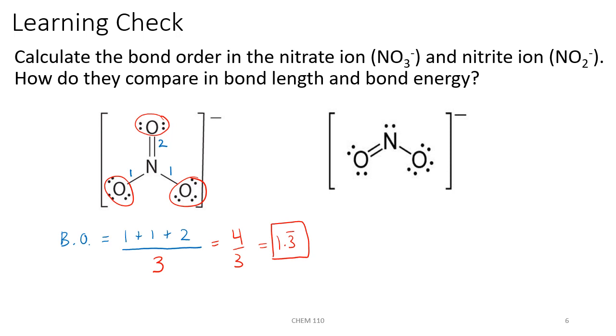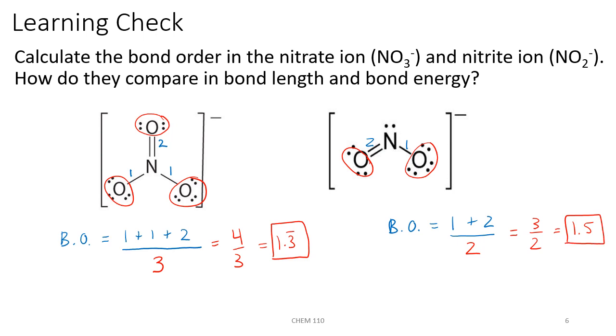Now let's calculate the bond order in the nitrite ion and make some comparisons about the two. Our bond order can be calculated by determining how many bonds are around the central atom. In this case, we have 1 single bond that gets a bond order of 1, plus we have 1 double bond, which will get a bond order of 2. So 1 plus 2 divided by how many atoms are around the central atom. We have 1 oxygen and we have 2 oxygens. So in this case, we're going to divide by 2. So our bond order in the nitrite ion is 3/2, which is equal to 1.5.